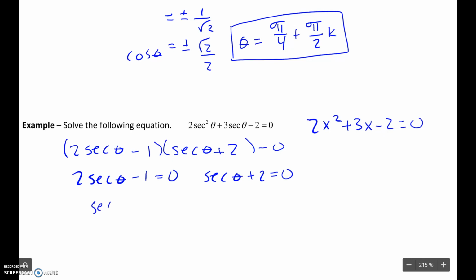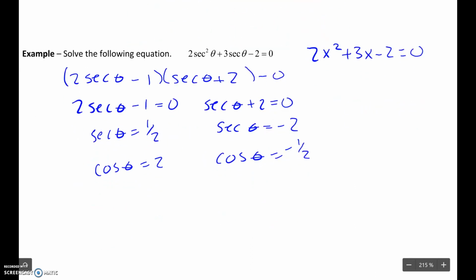Move it over, so secant theta equals 1/2, which means the cosine of theta equals 2. Secant theta equals negative 2, which means the cosine of theta equals negative 1/2. So, cosine of theta equals 2. That means theta, even though we don't really do it like this, would be the inverse cosine of 2. Now, what's the problem with that? The problem is this ratio is bigger than 1, right? So the cosine of theta will never equal 2, so that one doesn't work.